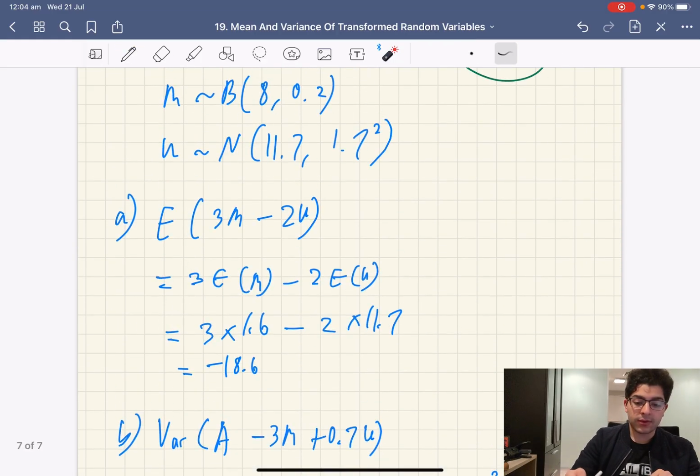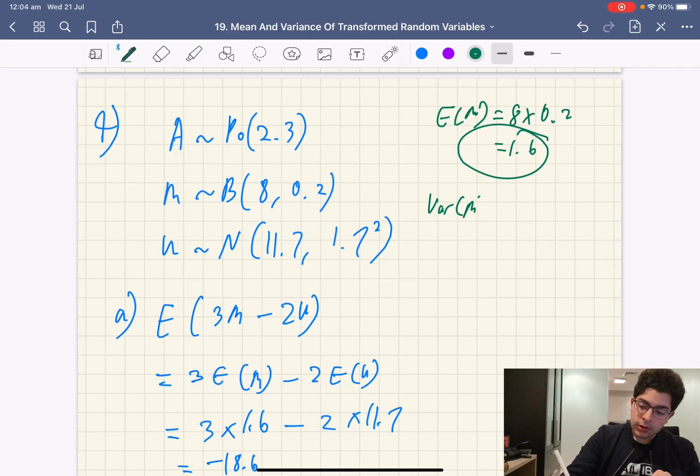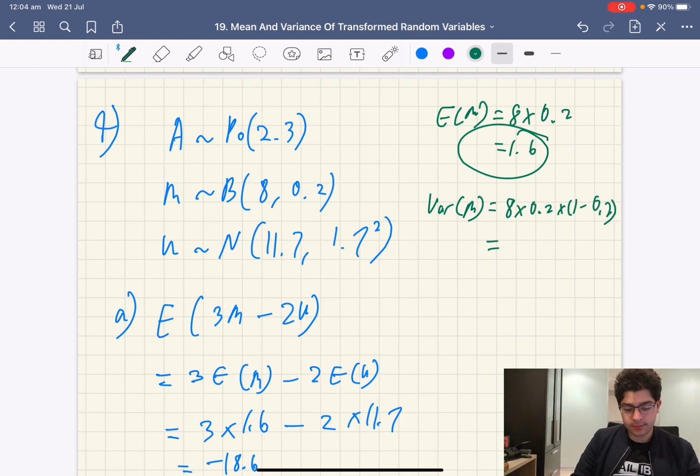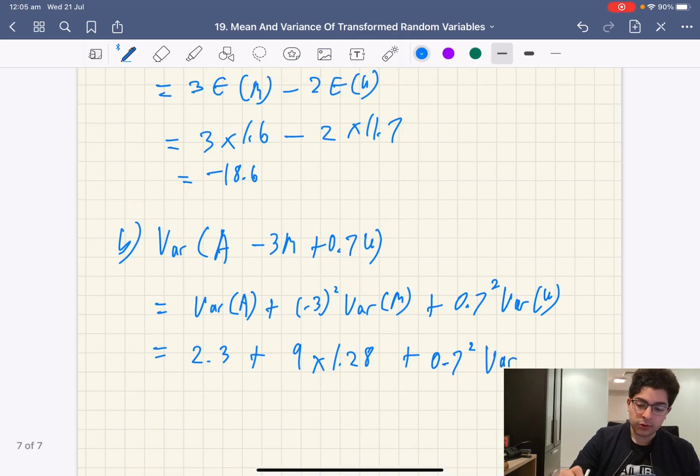Now to work out the variance of M, we know that this is a binomial distribution. The variance of M is always equal to the number of trials times the probability times 1 minus the probability. So 8 times 0.2 times 1 minus 0.2, which, with our calculator, we're going to get 1.28. So we can just sub that in now for the variance. Plus 0.7 squared, whatever that is, times the variance of U.